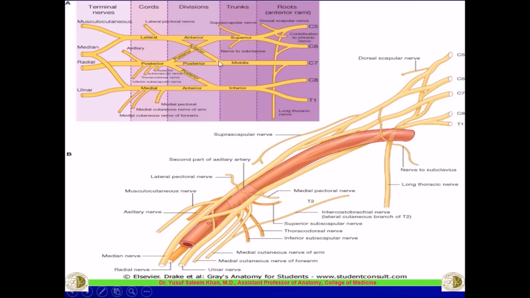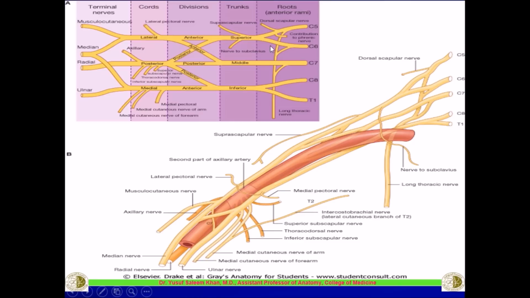The posterior divisions of all three, superior, middle and inferior, join to form the posterior cord. The anterior divisions of the upper and middle trunk will join to form the lateral cord, and the anterior division of the inferior trunk will continue as the medial cord. They are called lateral, posterior and medial in relation to the second part of the axillary artery.